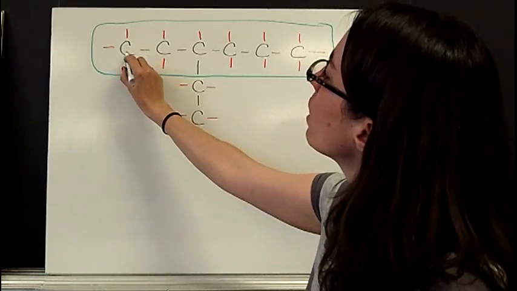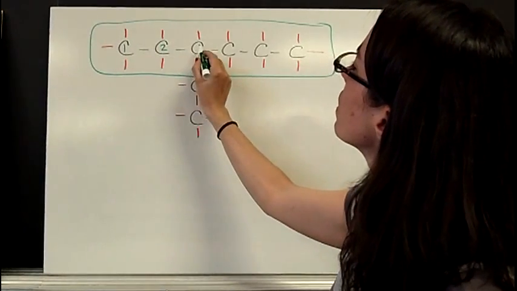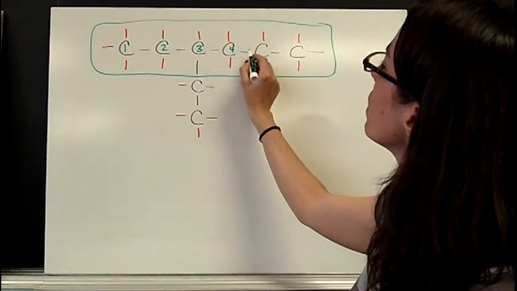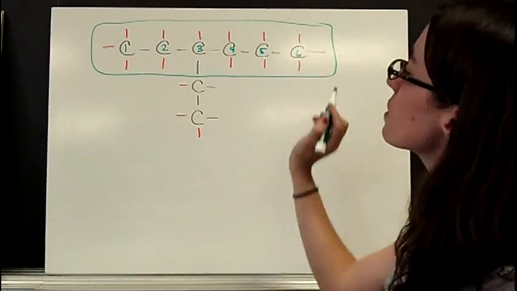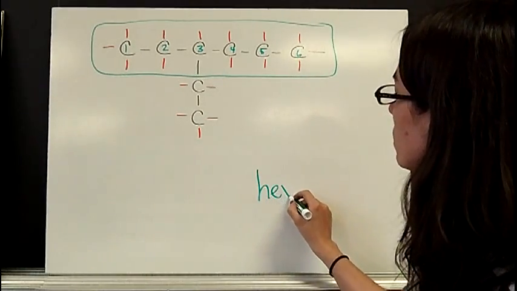I have 1, 2, 3, 4, 5, 6 carbons in a row. We call that hexane.